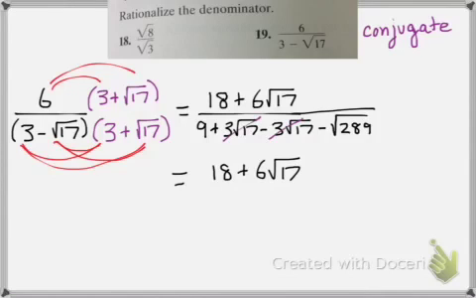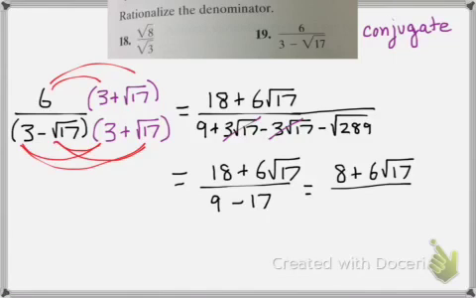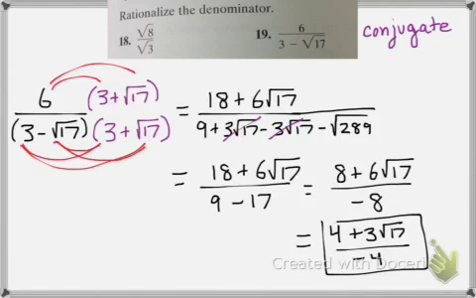These two middle terms cancel out. I know that the square root of 289 is 17. And 9 minus 17 is just negative 8. Now you might notice that all of your terms, this, this, and this, are all divisible by 2. So in order to completely simplify, we do need to divide everything by 2. So we have 4 plus 3 root 17 over negative 4. And this is completely simplified. So treat it like a normal fraction. If your numbers can be divided, make sure you do that.